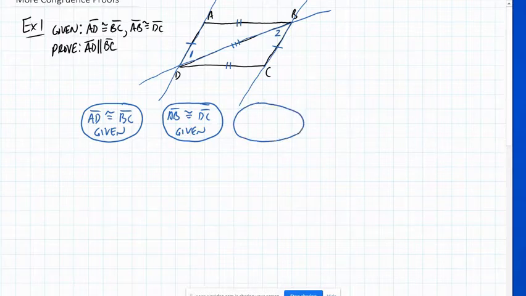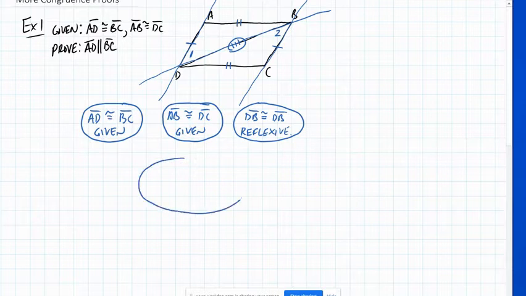We said that segment DB is congruent to itself, and anytime you're saying that a segment or an angle is congruent to itself, that's called the reflexive property. So I'm just going to write reflexive here. It's technically the reflexive property. And those three facts are enough for me to say that the triangles are congruent.